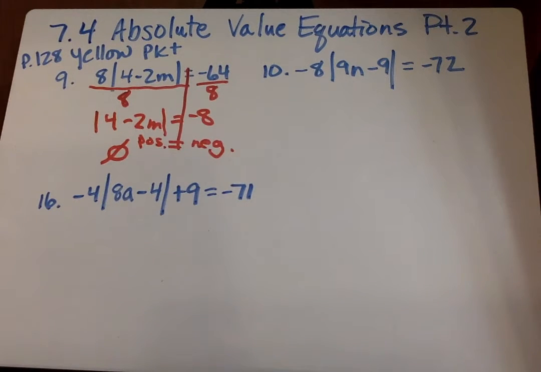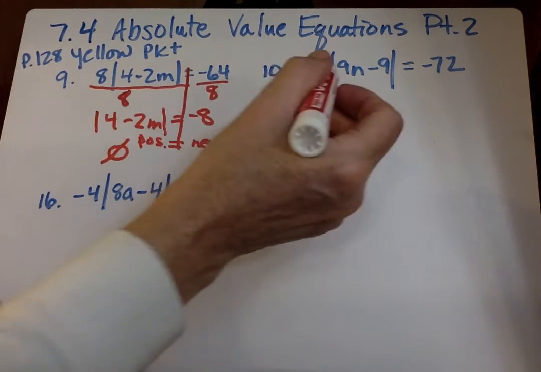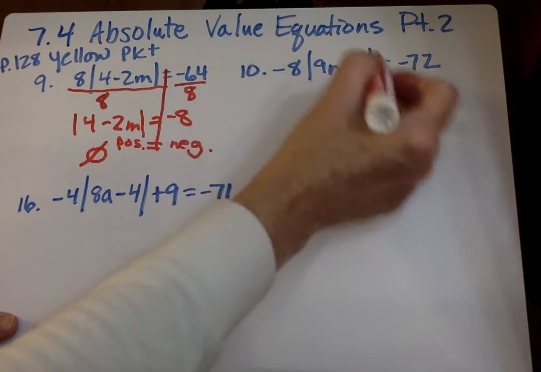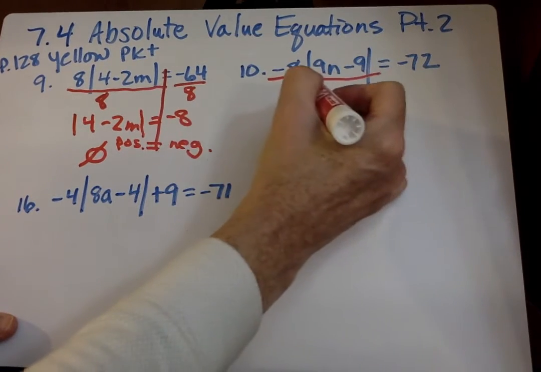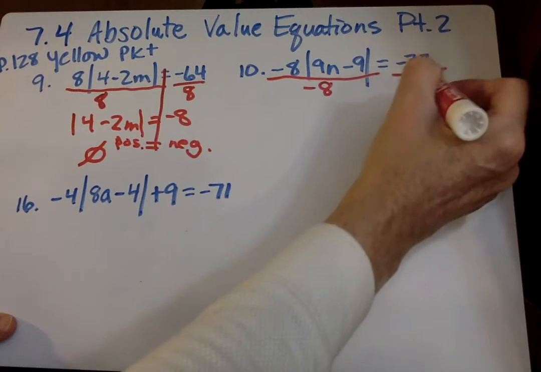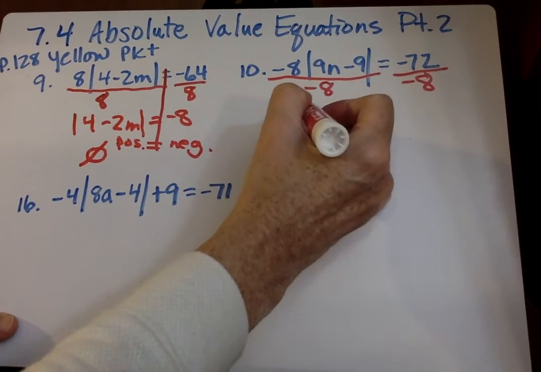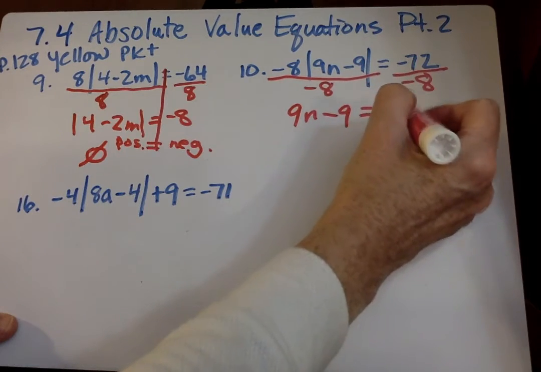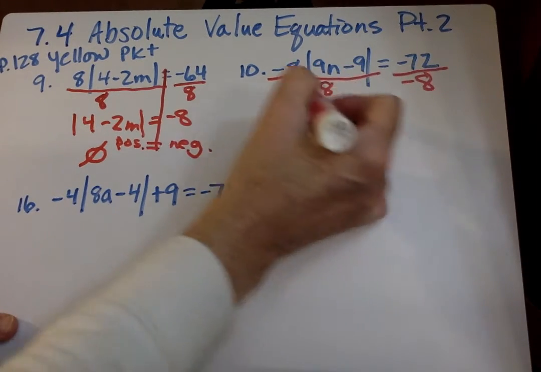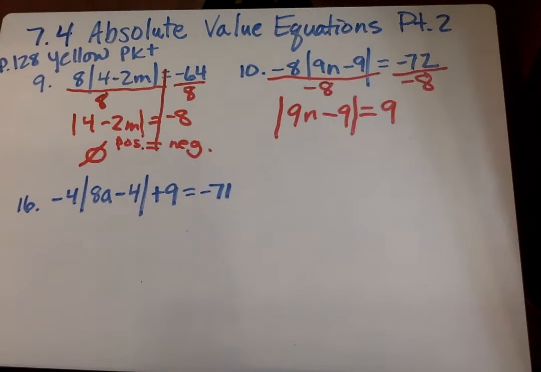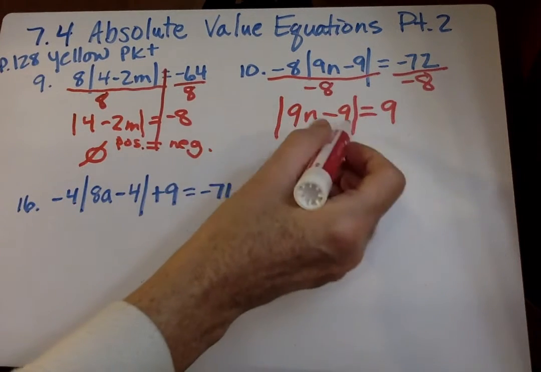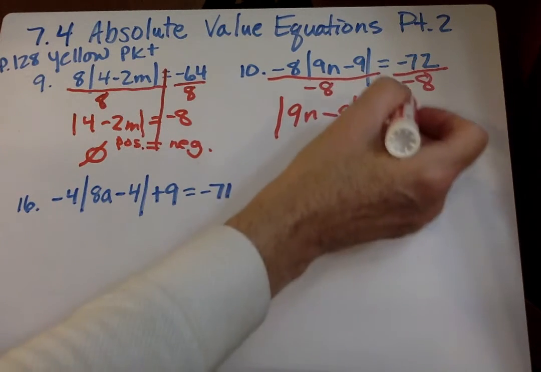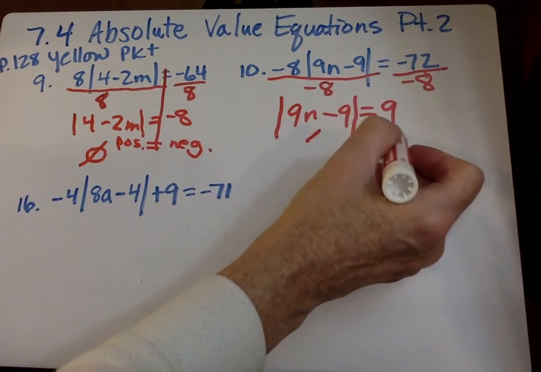Okay, we're going to go ahead and do number 10. And again, I see another negative there. This is negative 8 times all of this, so I'm going to divide by negative 8, divide this by negative 8. So I get absolute value of 9n minus 9 equals 9. Oh, I forgot the absolute value signs. Again, when anything comes out of here, it's either positive or neutral, a 0. And this number's positive now, so we will get 2 solutions here.